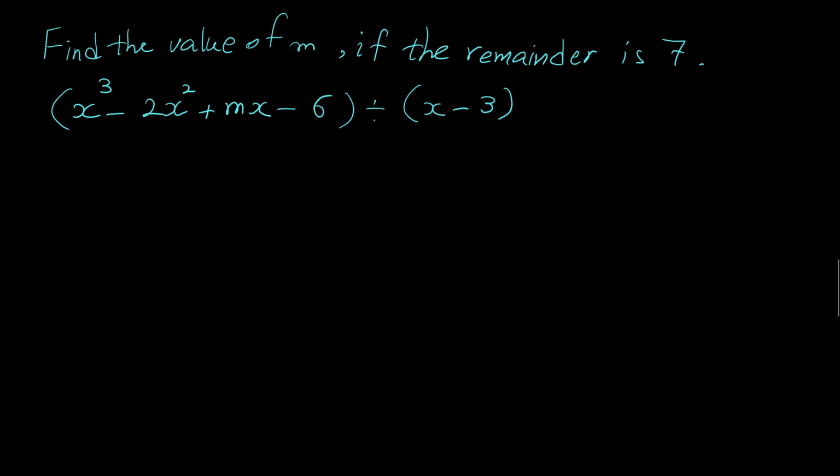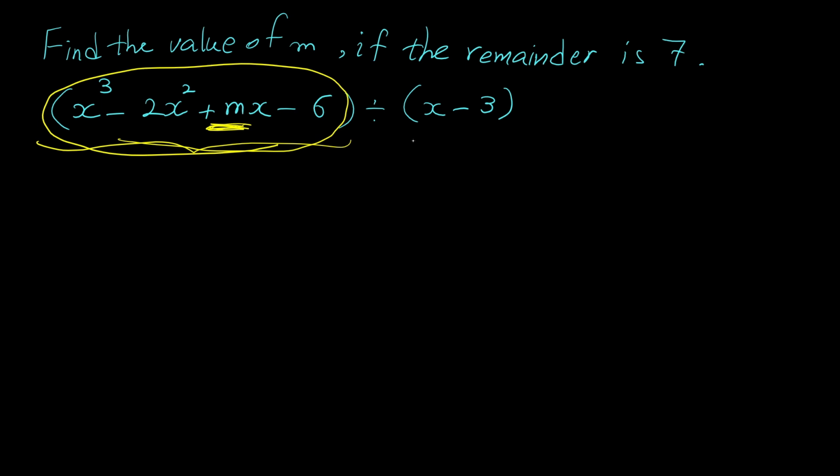Now look at this question. Find the value of m if the remainder is 7. This is a little different question. We are given a polynomial. We want to figure out the value of m. m is unknown, such that when we divide this polynomial by x minus 3, the remainder will be equal to 7.